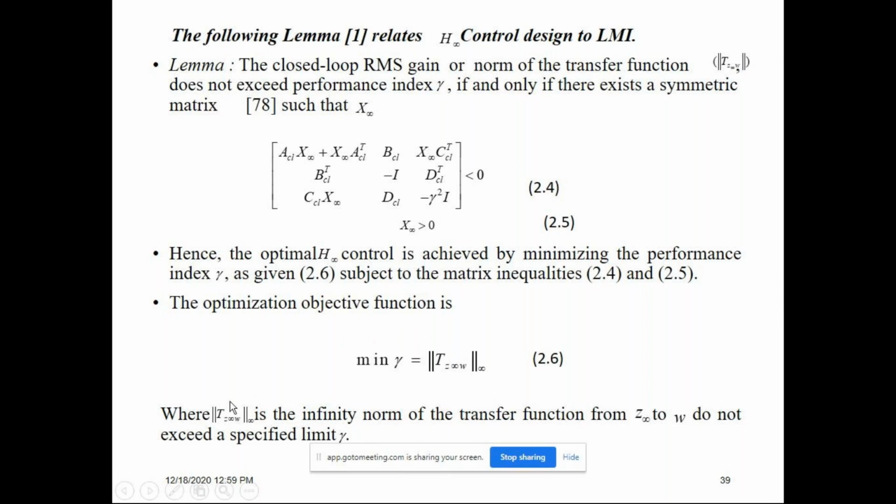So this is the infinity norm of the transfer function from z infinity to tau, which doesn't exceed the specified limit. This is the application of the objective function. You can't go to the plant.